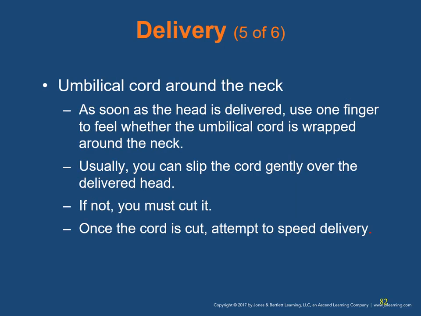Umbilical cord around the neck. As soon as the head is delivered, use one finger to feel whether the umbilical cord is wrapped around the neck. This is commonly called a nuchal cord. The nuchal cord that is wound tightly around the neck could strangle the fetus. Usually you can slip the cord gently over the delivered head. If not, you must cut it.